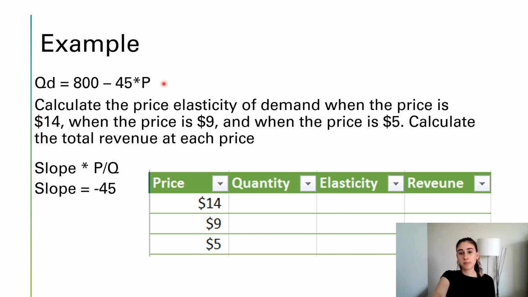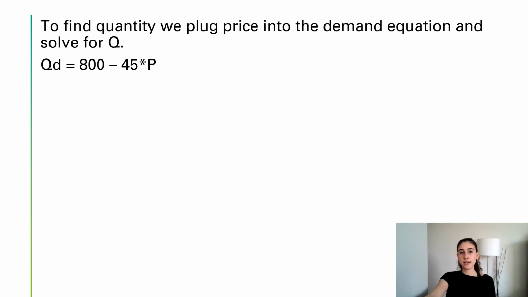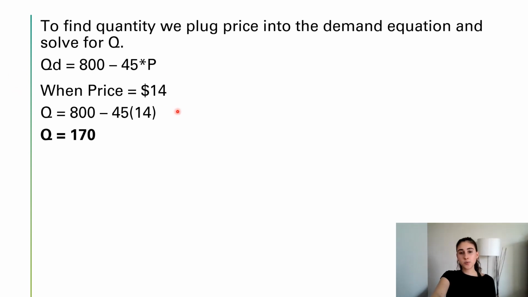Again, we got the slope from the demand equation. To simplify this problem, we're going to fill in a chart with columns of price, quantity, elasticity, and revenue. We are given that price is 14, 9, and 5. The next step is to solve for quantity. We could do so by plugging in price into the demand function. So here, if we plug in price, we're able to simplify and solve for quantity.